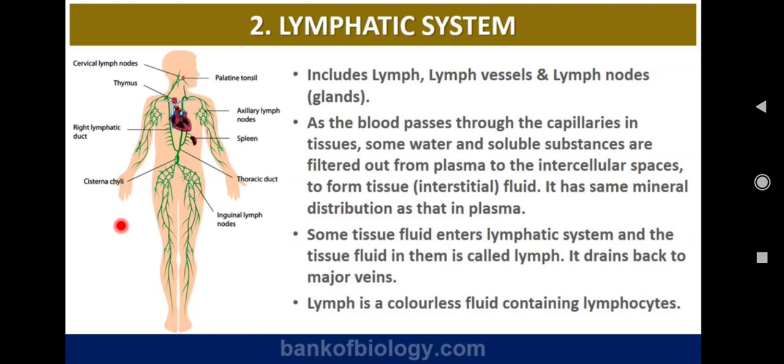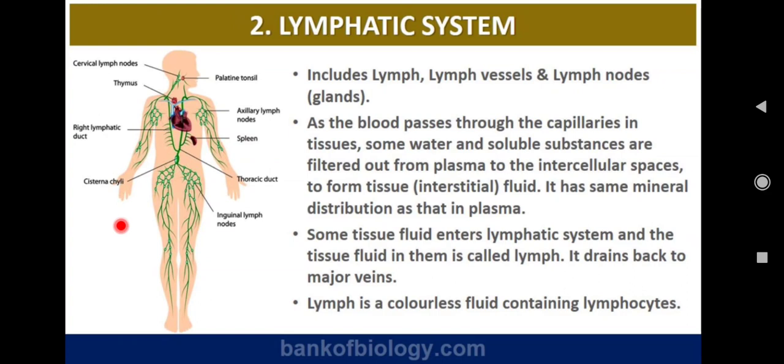Okay, tissue fluid. The fluid which is present in between the cells, in the intercellular space, is called interstitial fluid. What is that? Interstitial fluid. It has the same mineral distribution as that in plasma. Some of this fluid enters into the lymphatic system, and the tissue fluid in it is called lymph. Got my point? The lymphatic system is also called the immune system.